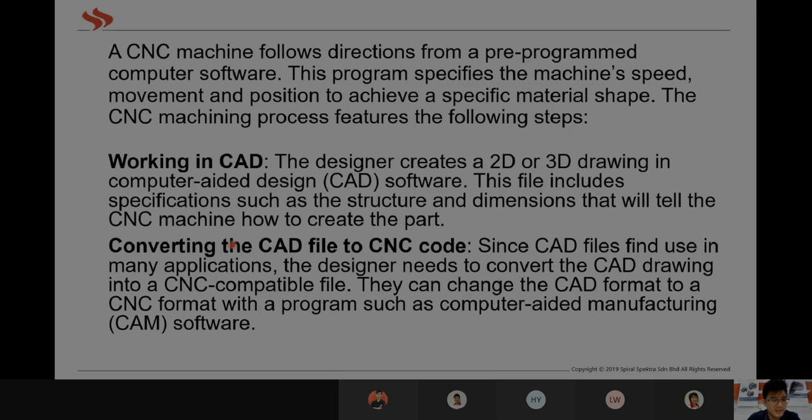So you have to convert the CAD file into CNC code. Since the CAD file finds use in many applications, the designer needs to convert the CAD drawing into a CNC compatible file. Now, CNC compatible file, later on you're going to see what it is. It's something we call G code. It's the same thing in 3D printing. You just teach them. Normally CNC uses G code. It's quite common. So they change the CAD format to a CNC format with programs such as computer-aided manufacturing software.